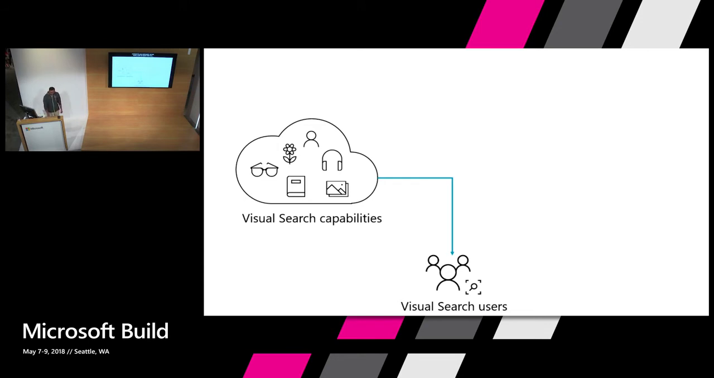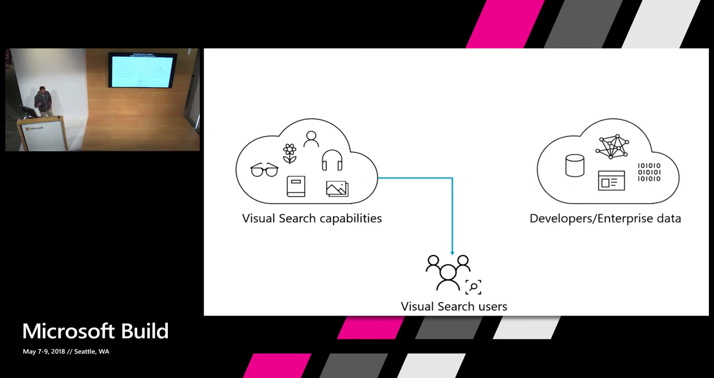And something we notice is that enterprises, developers, and companies also have interesting computer vision recognition models. They have catalogs of data around images. They have interesting web data and knowledge that they can share. But right now, there's no way for you to kind of tap into our visual search users with your data.